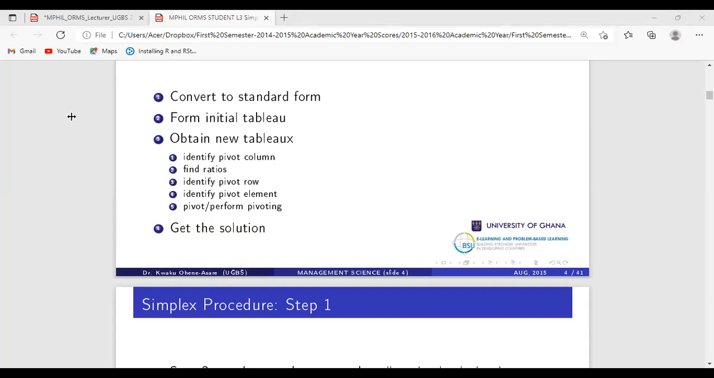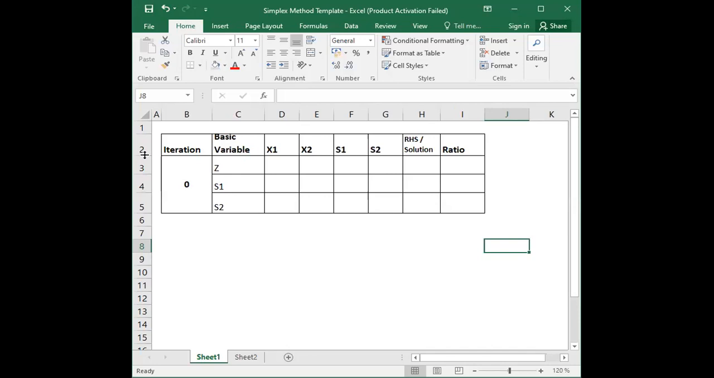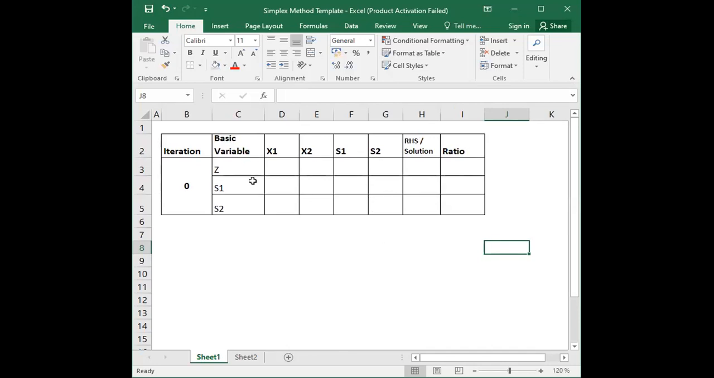So I drew this. If it was in class, I'd have to draw this on the board. So this is the initial tableau. It has the iteration column. It has the basic variable column, where we list the variables in the standard form of the LP. In the standard form we have X1, X2, the slacks S1 and S2, and then we have the Z.